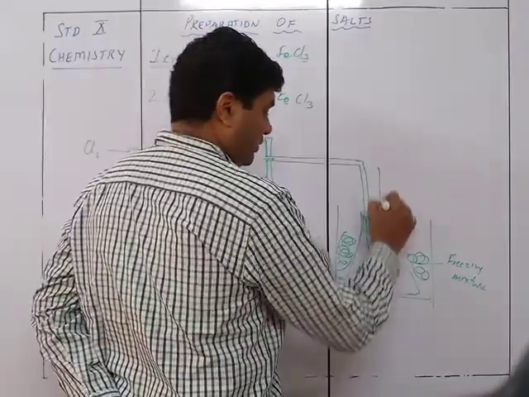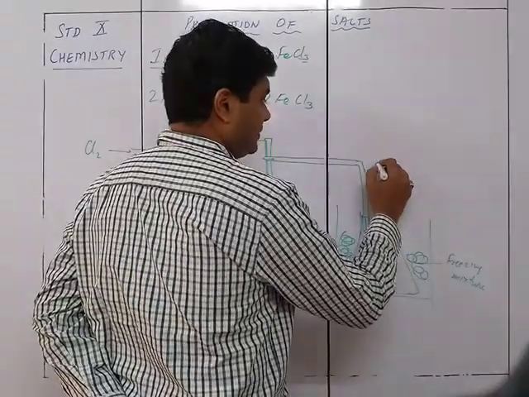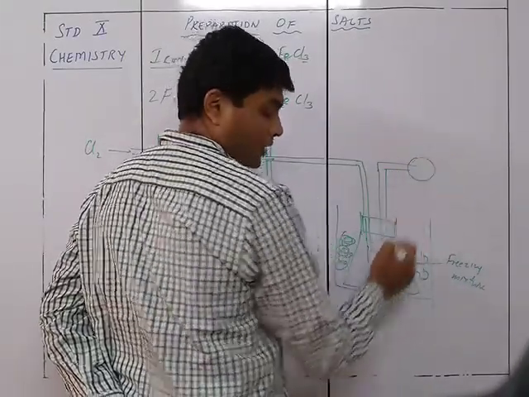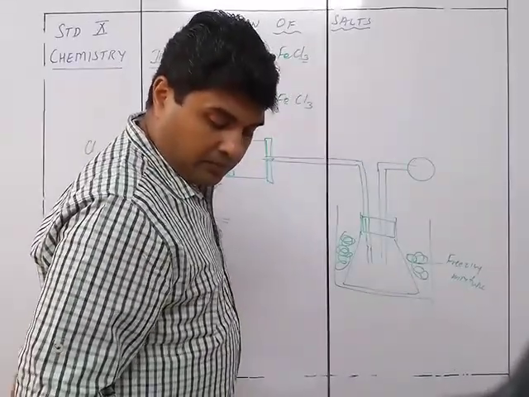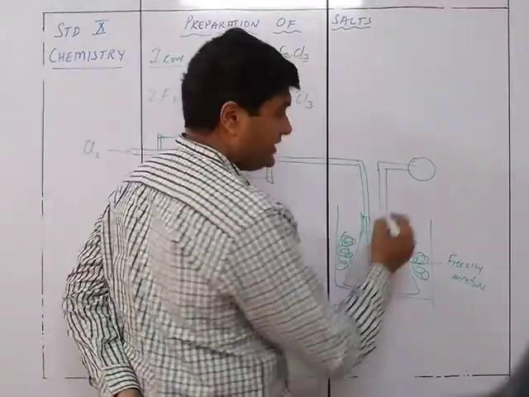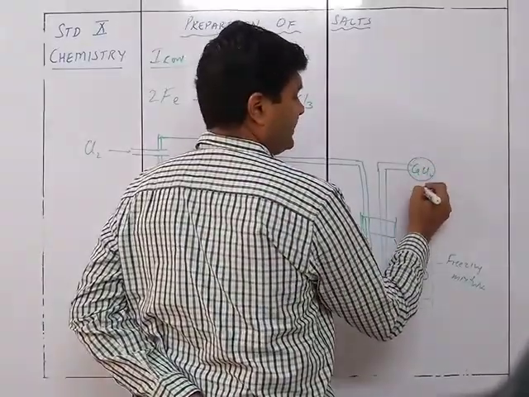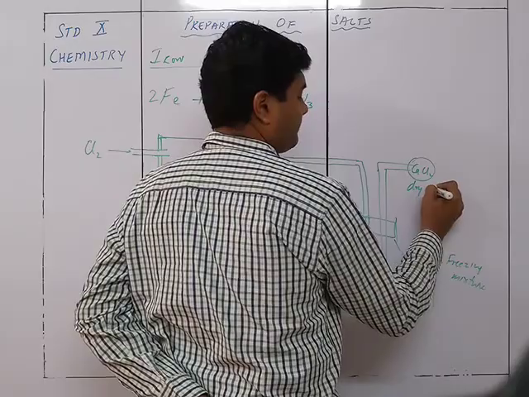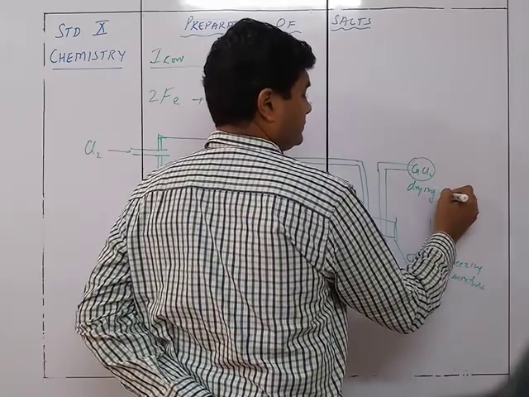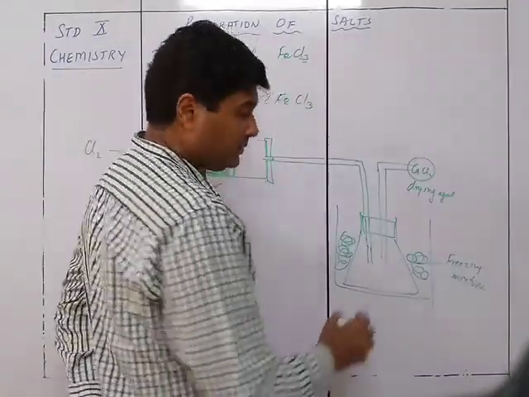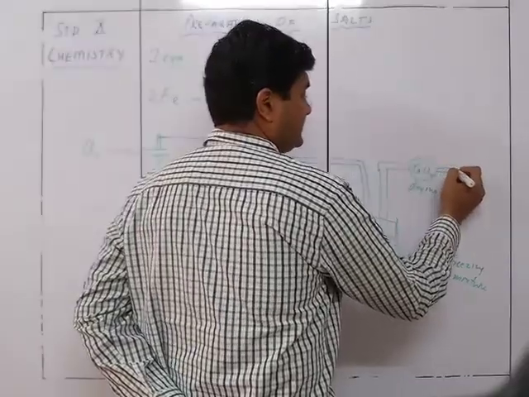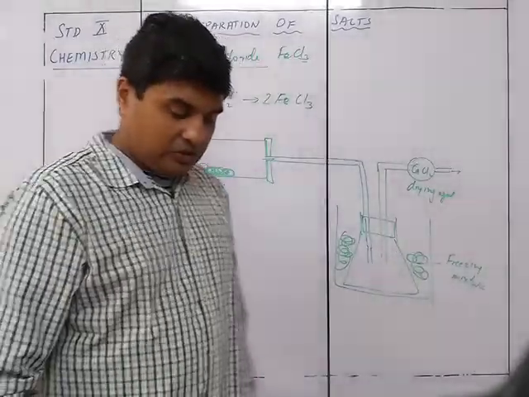And there will be something over here which will be giving you a drying agent, that is nothing but CaCl2. So, CaCl2 will be the drying agent here. Okay, and this is the outlet. So, let's see what exactly happens here.